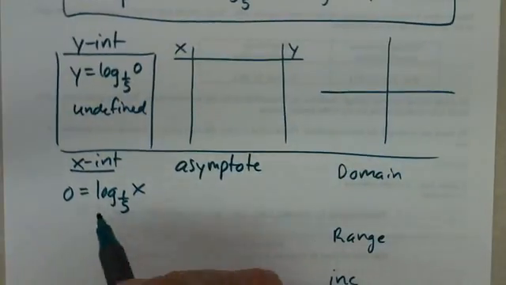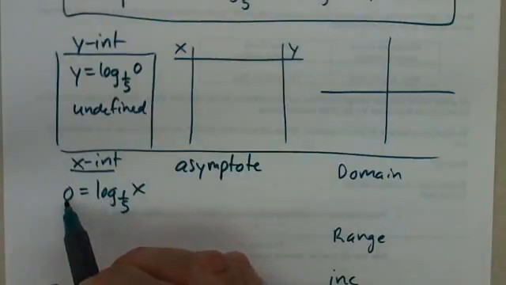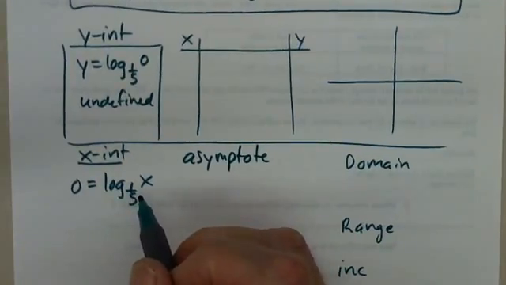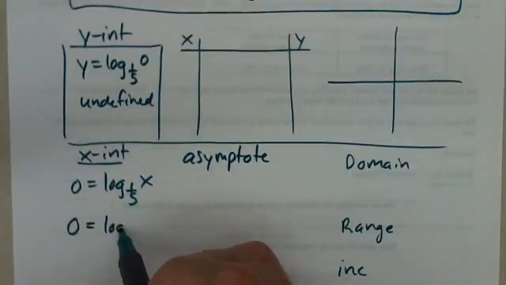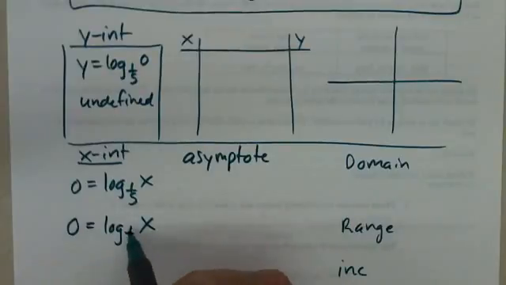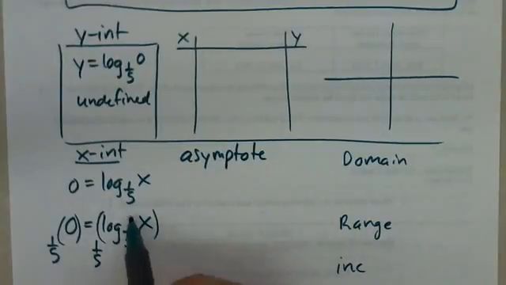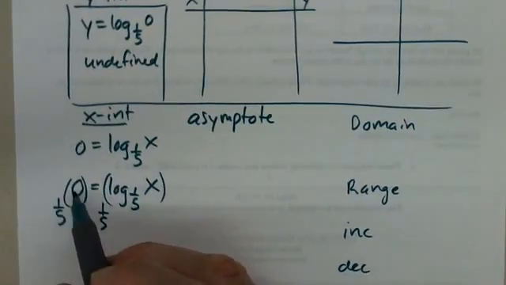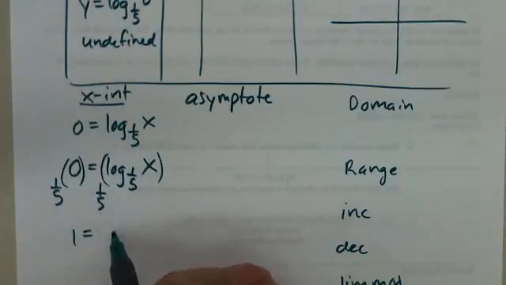To what power do you raise 1/5 to get x? 0 is going to be the power of 1/5, and we just go like this. Whatever the base is, then we make that the base of each side. So now this is the exponent of 1/5. 0 is the exponent of 1/5. 1/5 to the 0 is 1. And then we have to do this. This all cancels and we get x.